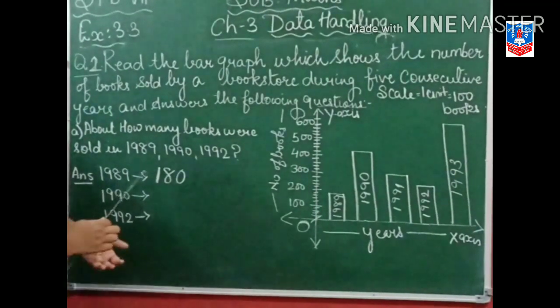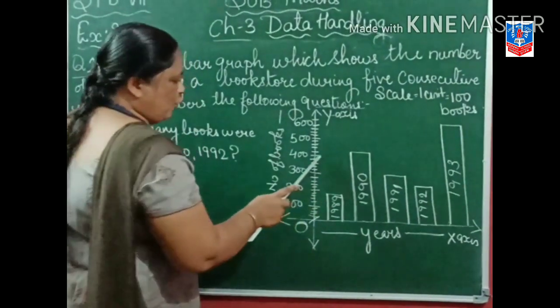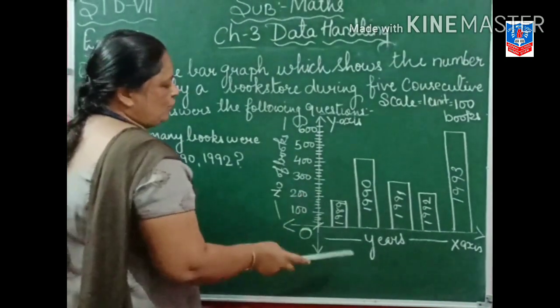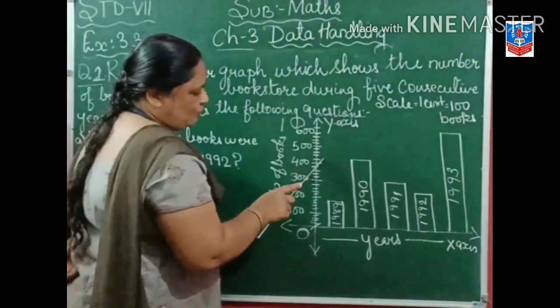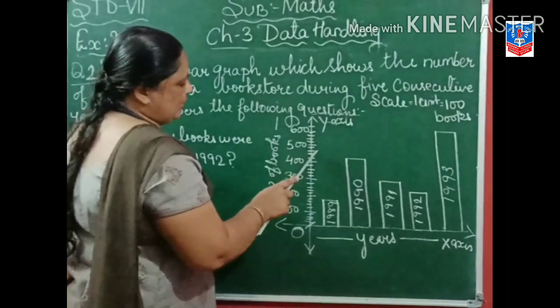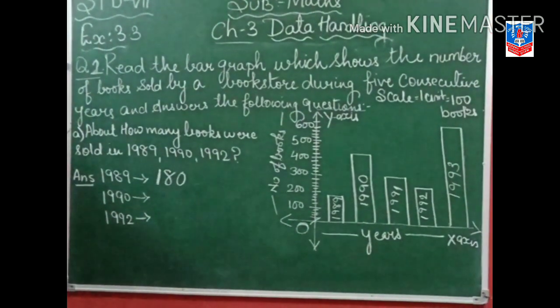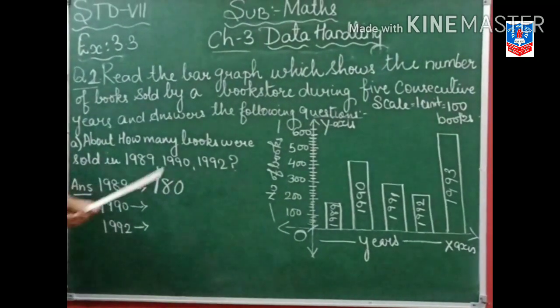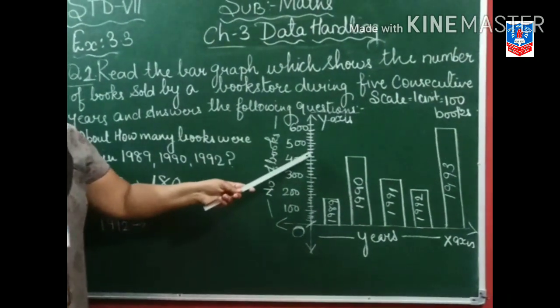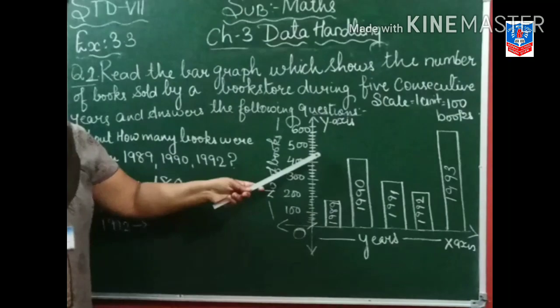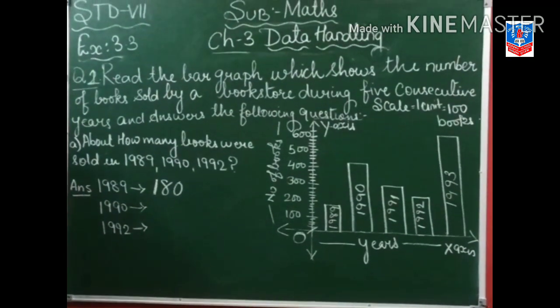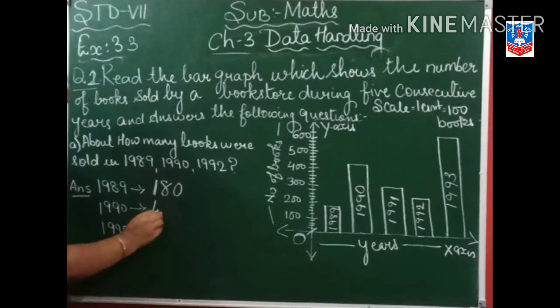Now 1990, now see, 400. So what will come? 420, then 440, then 460, then in the middle it is. That means 475.